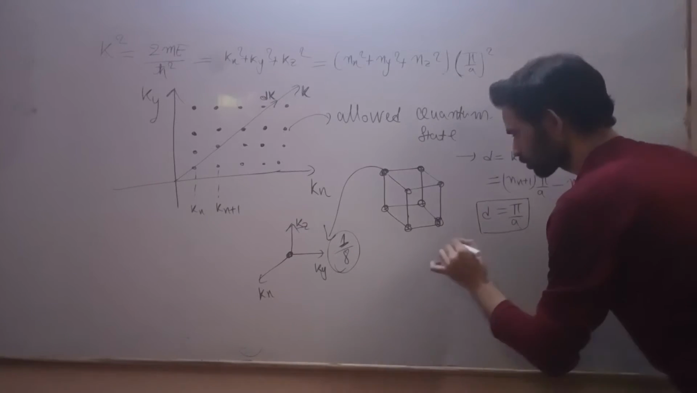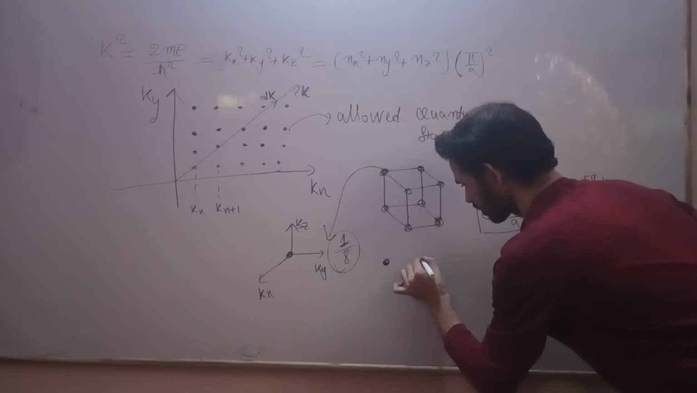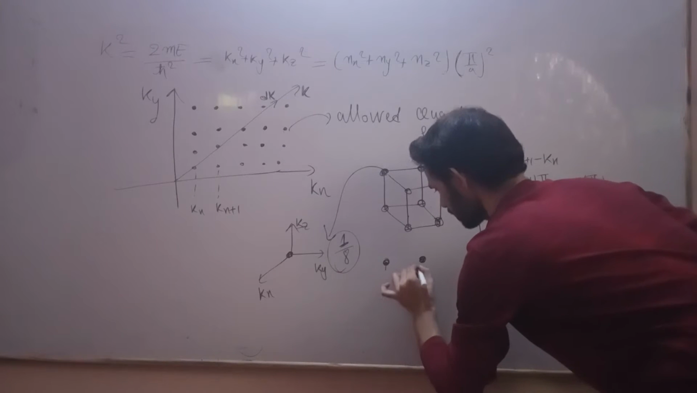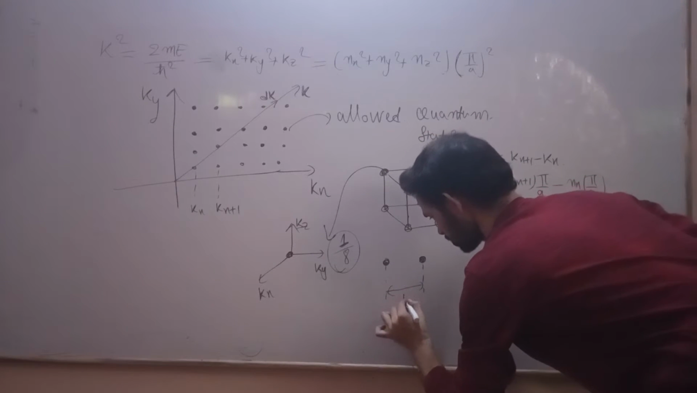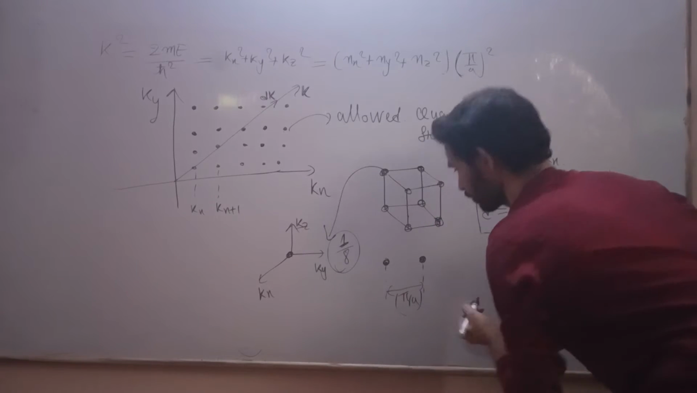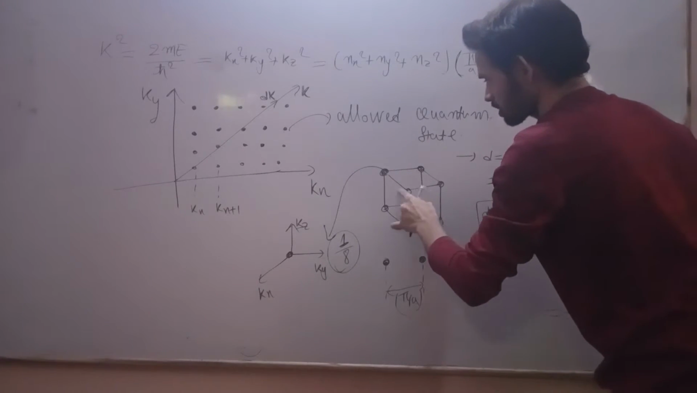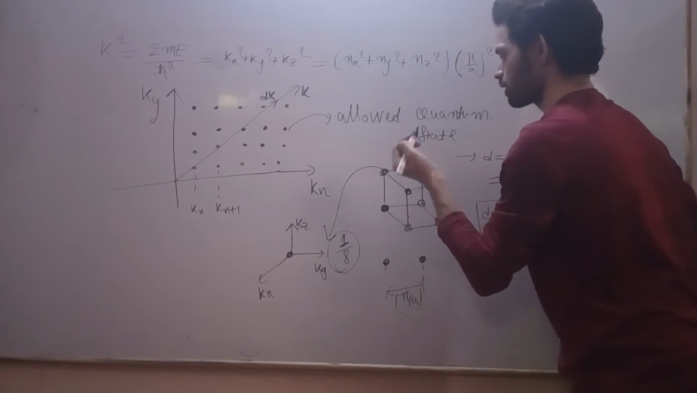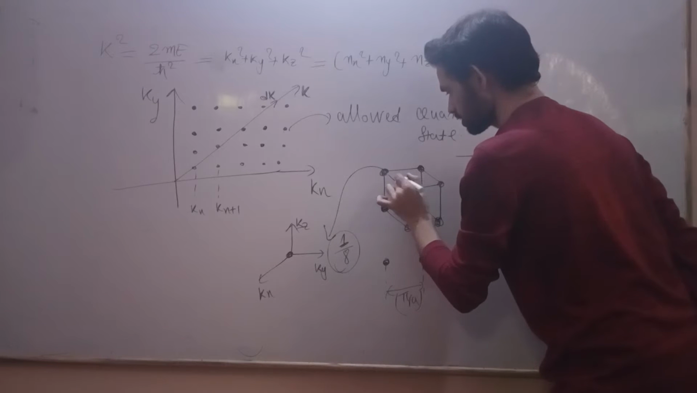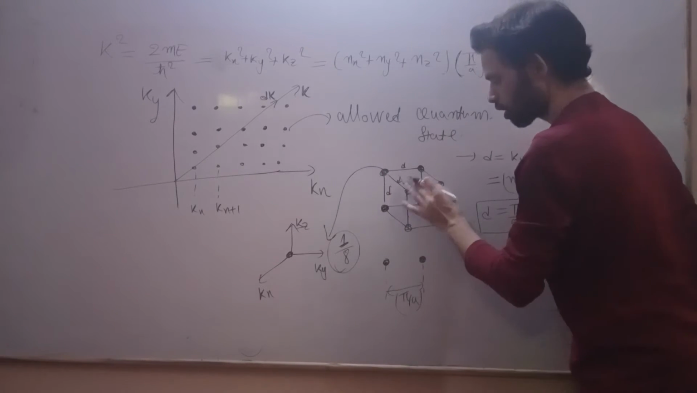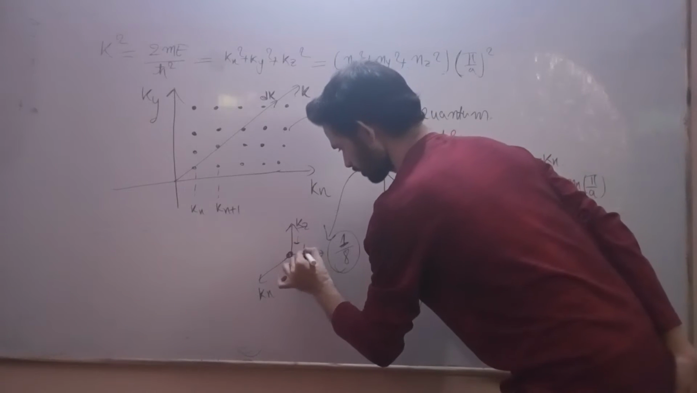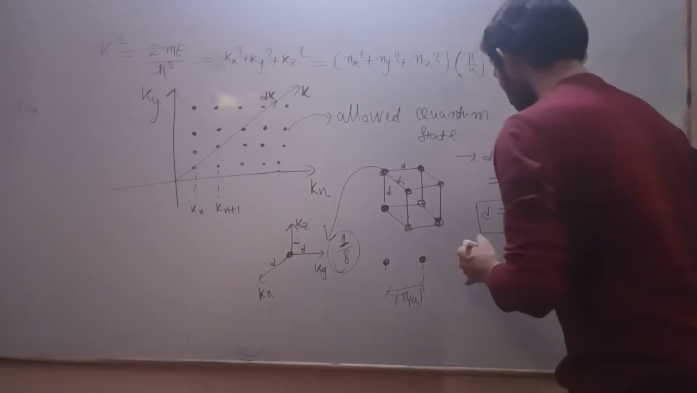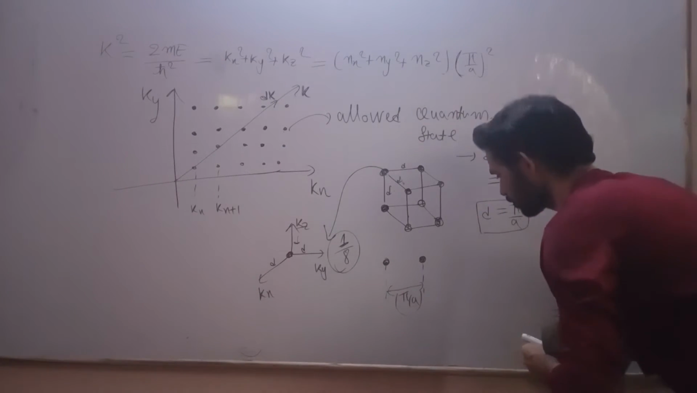Pi by a. Now we know very well what these are, my quantum states. The distance between each two quantum states is how much? Pi by a. Here is also an allowed quantum state. This distance is d, and this d is what? Pi by a.